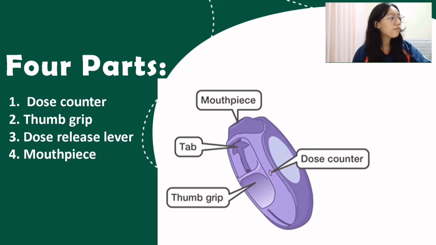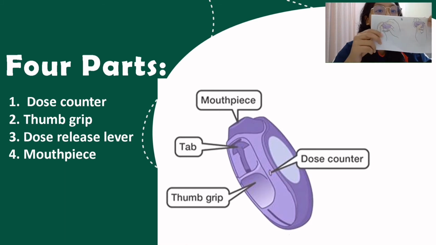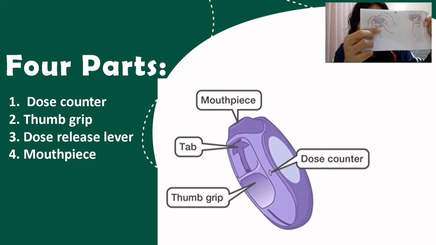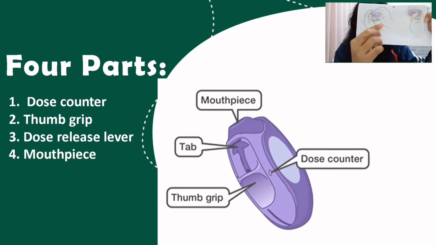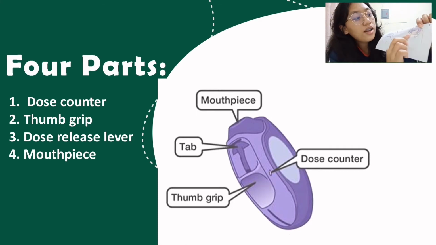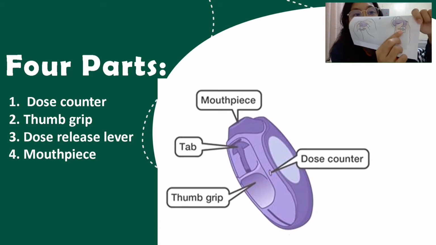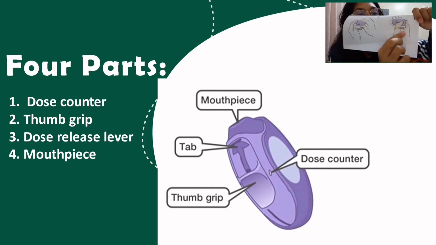For the thumb grip, as you can see here in this picture, the thumb grip serves as the opener of the inhaler by sliding the thumb grip. So you're going to slide the thumb grip until the patient hears a click sound that indicates that the thumb grip is successfully dragged down. Then for the next one, we have the dose release lever. This is the dose release lever, which slides the lever to release the dose from left to right to load the dose until the patient hears a clicking sound.